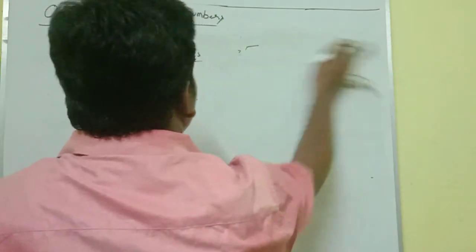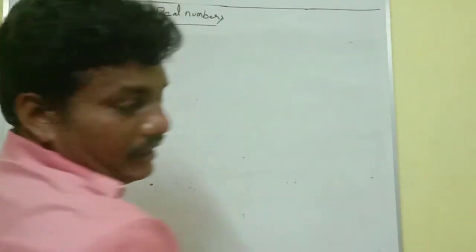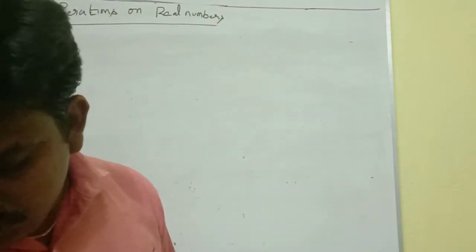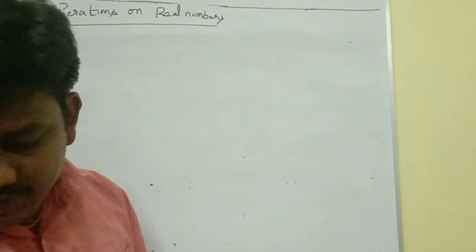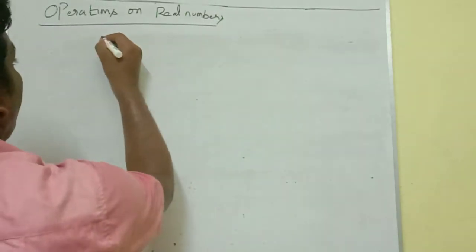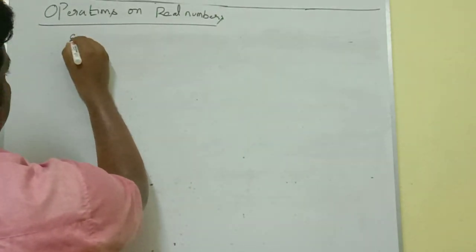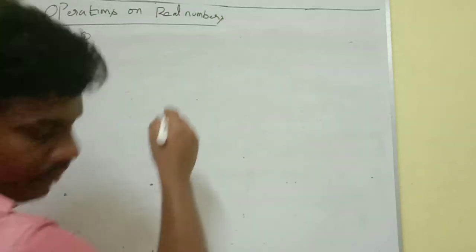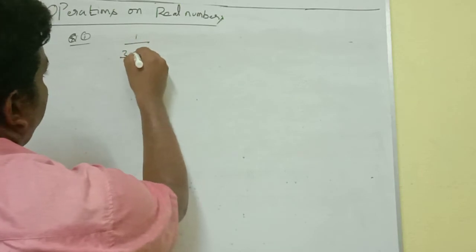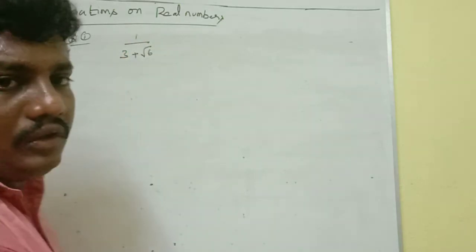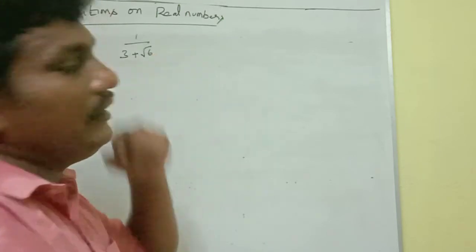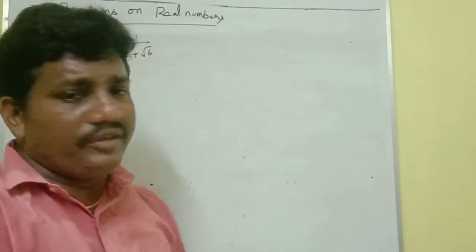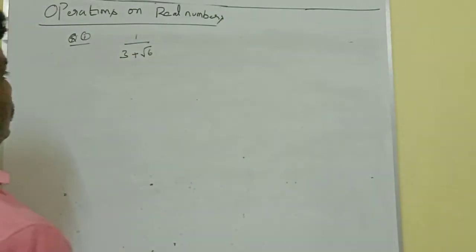Okay. So next, for our better understanding, we are going to give some problems. So how to find the rationalizing factor? Rationalize the denominator as follows. Question number one: 1 by 3 plus root 6. Rationalize the denominator. How to find the rationalization in this one?